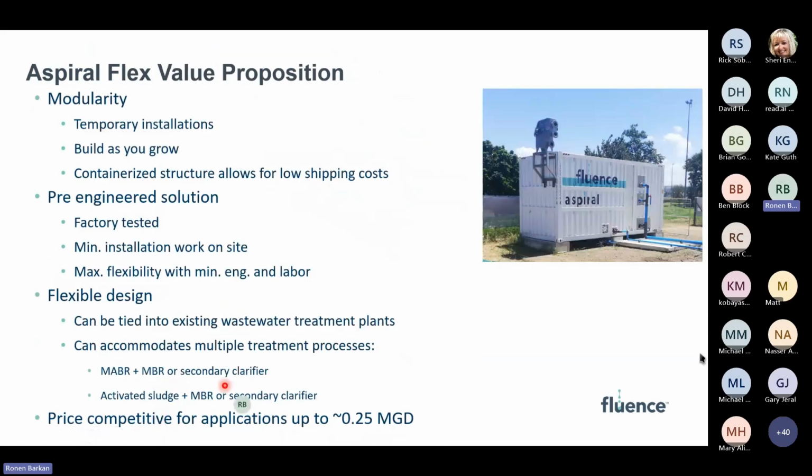I'm hoping that point is coming across clearly. And as I said before, the containerized structure allows for low shipping cost and low installation cost. Let's stick to that. The fact that these are all pre-engineered means that everything is factory tested. All of the work has been done in easy, comfortable conditions. And then when it's shipped to site, the only thing you need to do is interconnect the tanks, which makes the labor in the field extremely easy and much shorter. No welding on site or anything like that.